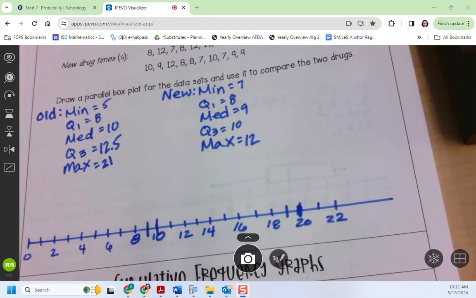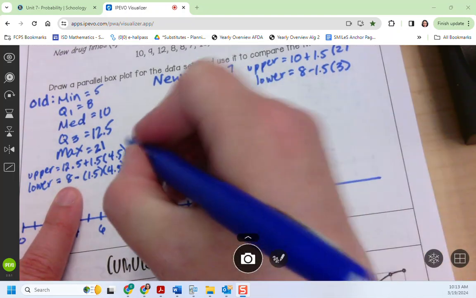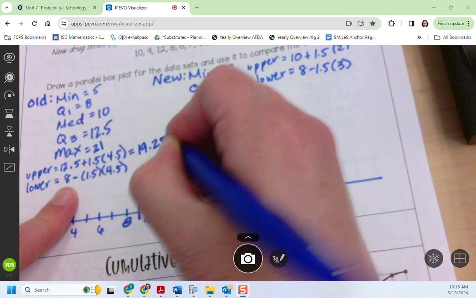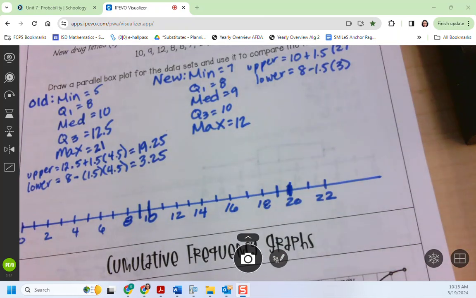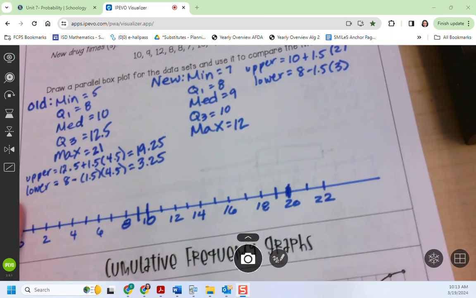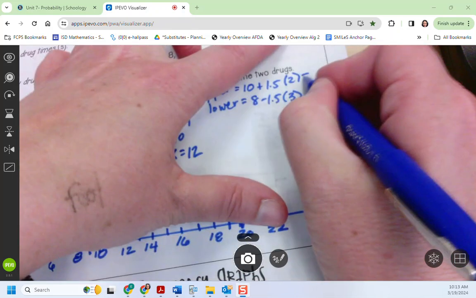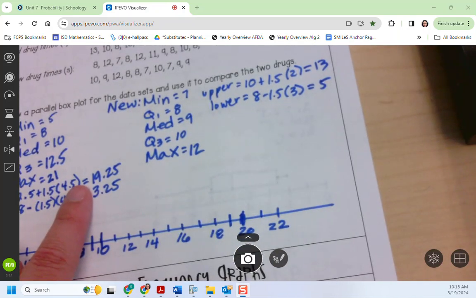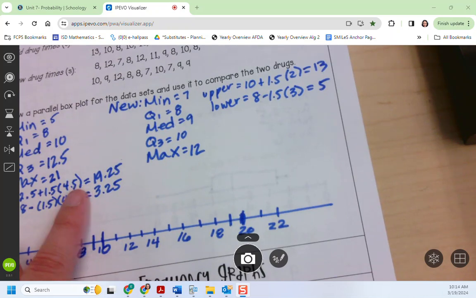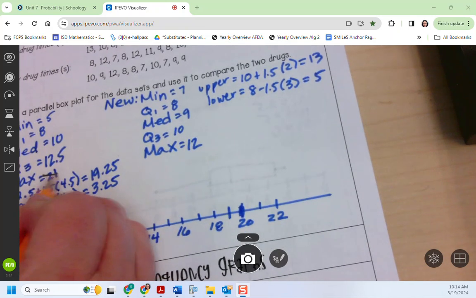Quarter. Somebody who did the old drug times, can you tell me what you got for upper and lower bounds? 19.25, and the other one? 3.25? Okay, and then somebody who did the new, can you tell me what you got for your upper and lower bounds? 13 and 5. Okay, so for the old, do we have any outliers? So the old 21 would be an outlier. Is that the only one? Okay.